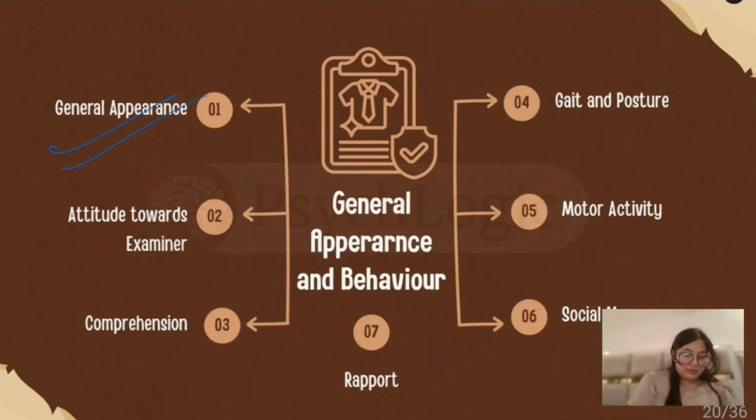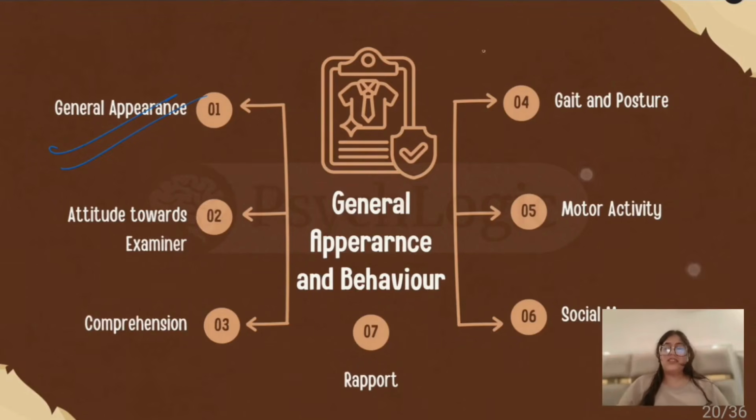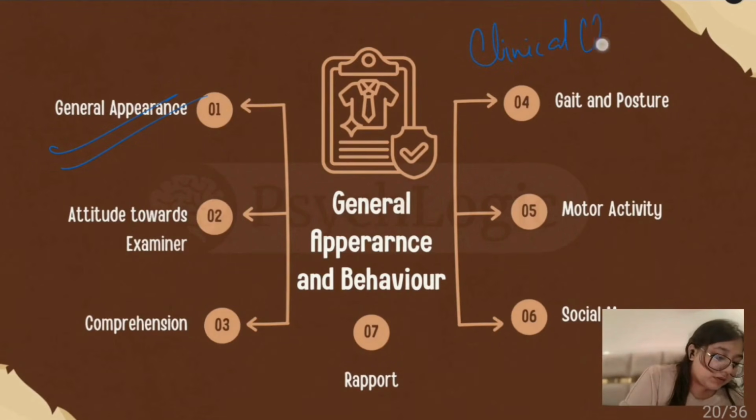First is general appearance. General appearance is grooming, hygiene, clothing, facial expressions, eye contact. Okay. So suppose a client comes to you, he's poorly groomed, his hair is all over the place, he's extremely tired, right? It gives you a clue that might be related to, I'm not saying it's something, but it might be related to depression. Okay. It adds on to it, right? But a person with mania might wear excessive makeup, excessive jewelry, things like that. These are clinical clues.